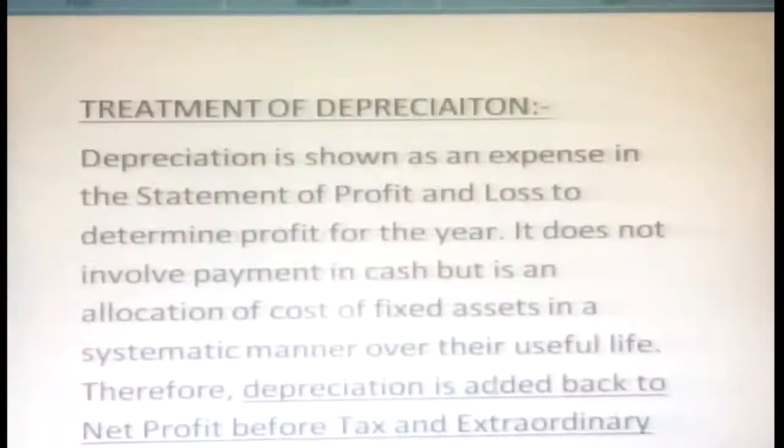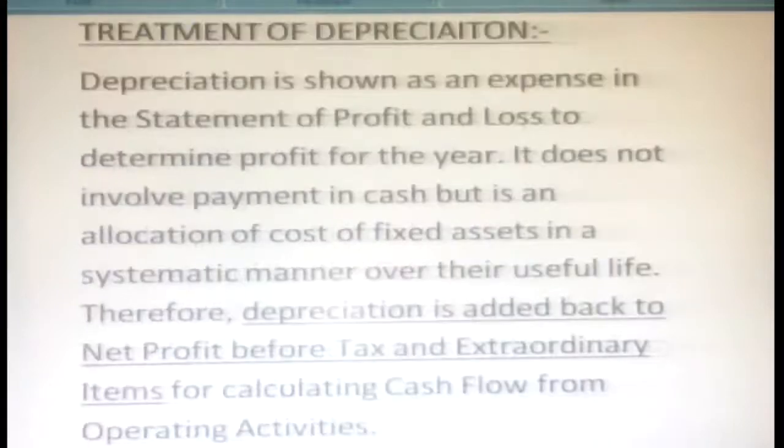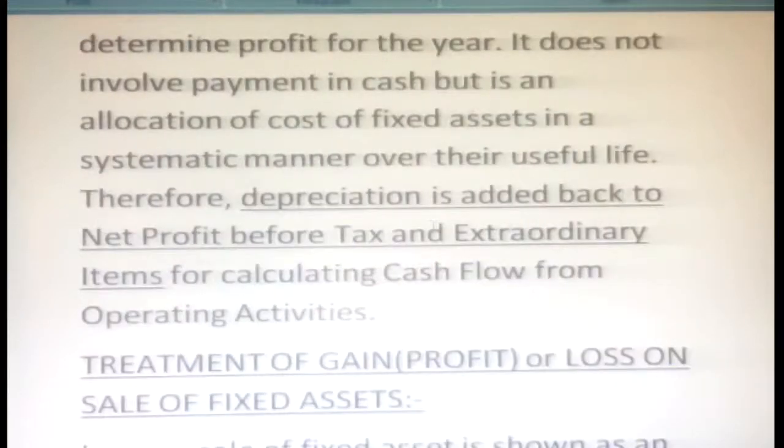Now we are going to see the treatment of depreciation. That's one important thing. Depreciation is shown as an expense in the statement of profit and loss to determine profit for the year. It is a non-cash item, correct? It does not involve payment in cash, but it is an allocation of the cost of fixed assets in a systematic manner over their useful life. Therefore, depreciation is added back to net profit before tax and extraordinary items while calculating cash flow from operating activities.